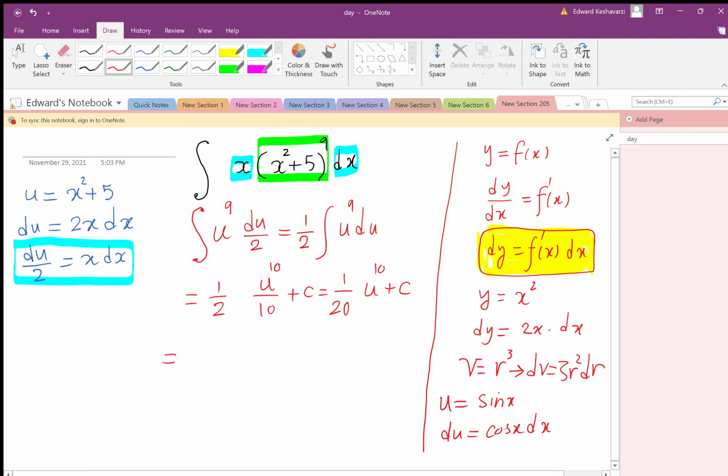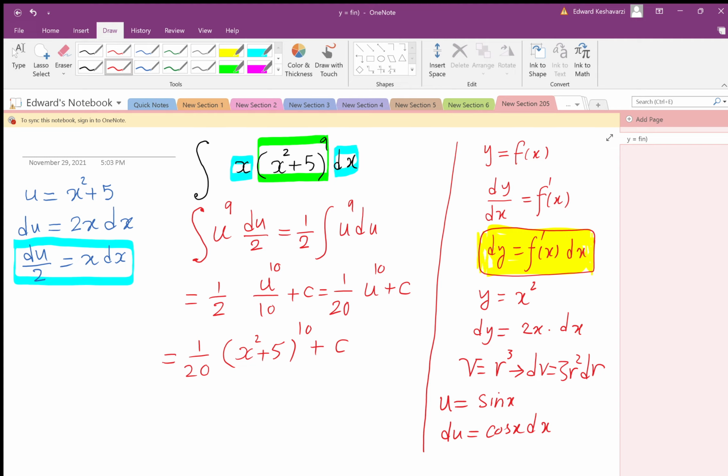We need to get back to x because I brought up u. There wasn't any u here, right? I made it up. So 1 over 20, u is replaced with (x squared plus 5) to the power of 10 plus c.